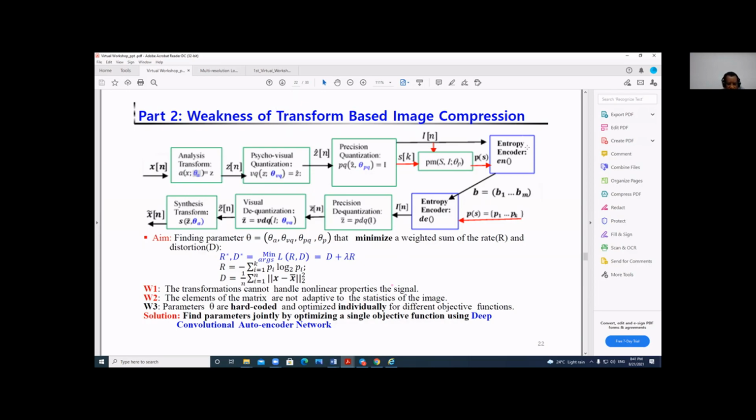Now, when we see this architecture, the analysis transform and the synthesis transform are linear. So they will not handle the nonlinear properties of the image signal, but a neural network is a universal function approximator that can approximate nonlinear functions. That is the advantage of using deep learning or convolutional neural networks, because a neural network can represent nonlinear properties of the image signal. But in the existing system, these two are linear.